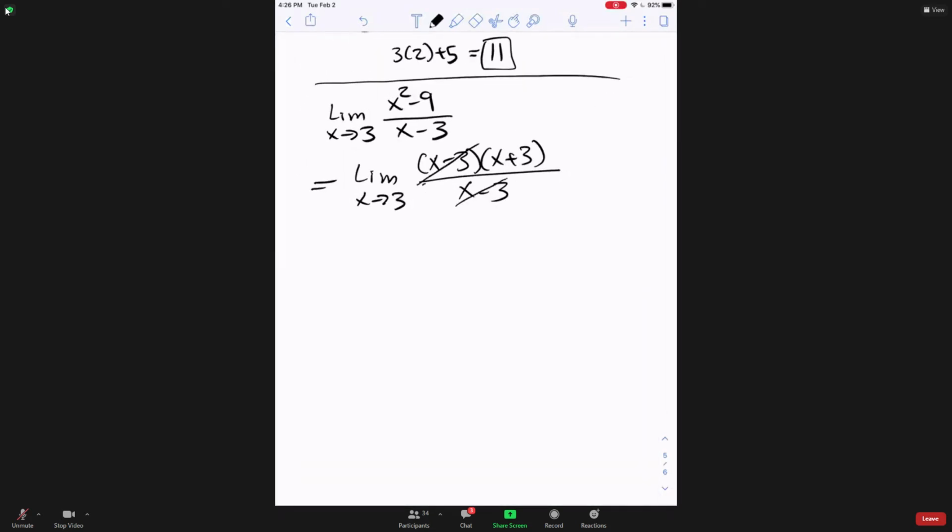So the x minus 3s cancel out, and you get limit as x approaches 3 of x plus 3. Now we can go ahead and plug it in. So we plug it in, 3 plus 3, so the answer is 6. The key here is that at first when you try, you're going to get 0 over 0. 0 over 0 is not 0. It's indeterminate form. So then you use your algebra skills and simplify it. Once you've simplified it and try again, hopefully it works. And this time it worked and we got 6. Does that make sense?